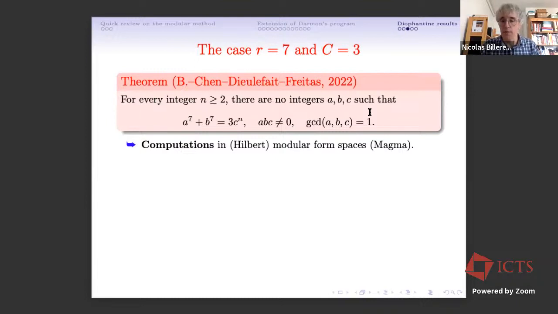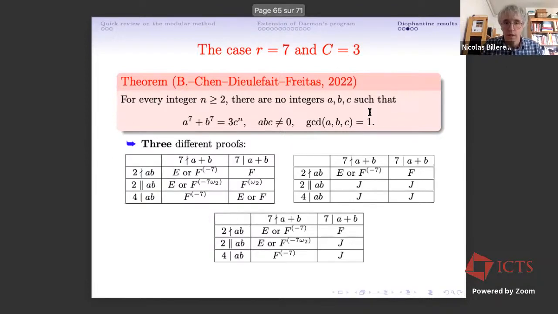So in particular, when we deal with F, which is an elliptic curve over K, and J, which is the Jacobian of this hyperelliptic curve, and Jacobian over K. And that gives us three different proofs of this result. So I have here, you can see, the three tables.